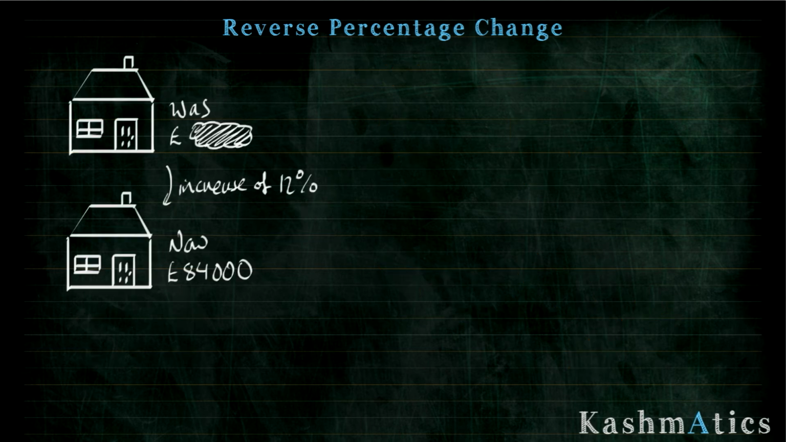Now the last two examples were when there's been a percentage decrease. Now let's look at this one here. There's been a percentage increase. Someone's bought a house and it's increased in value and it's now valued at £84,000. And what we want to do is work out what the original value of this house was.